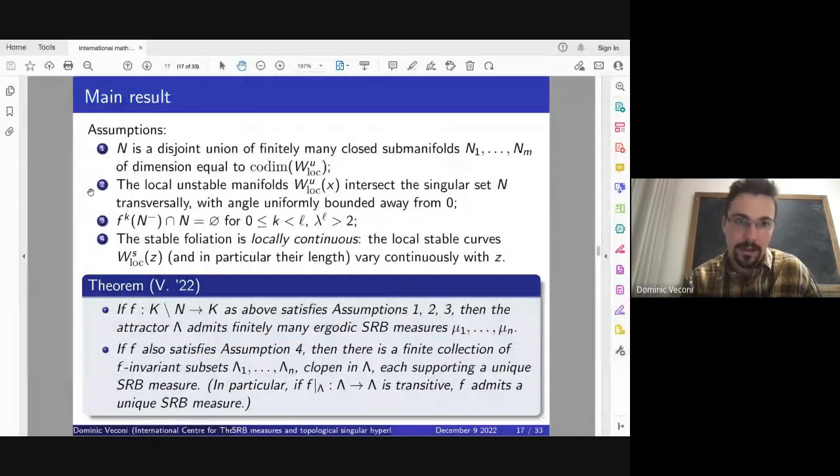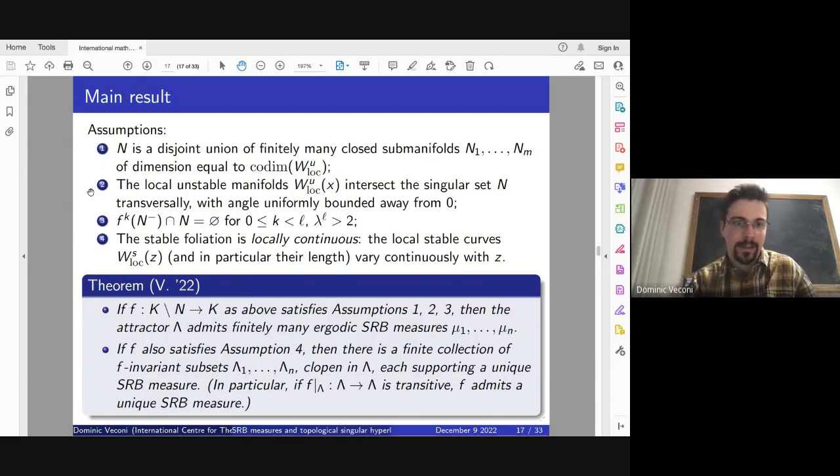First of all, the singular set N is a disjoint union of finitely many closed submanifolds, N1 through Nm, of dimension equal to the codimension of the unstable submanifolds. The local unstable submanifolds intersect the singular set transversally with an angle uniformly bounded away from 0.